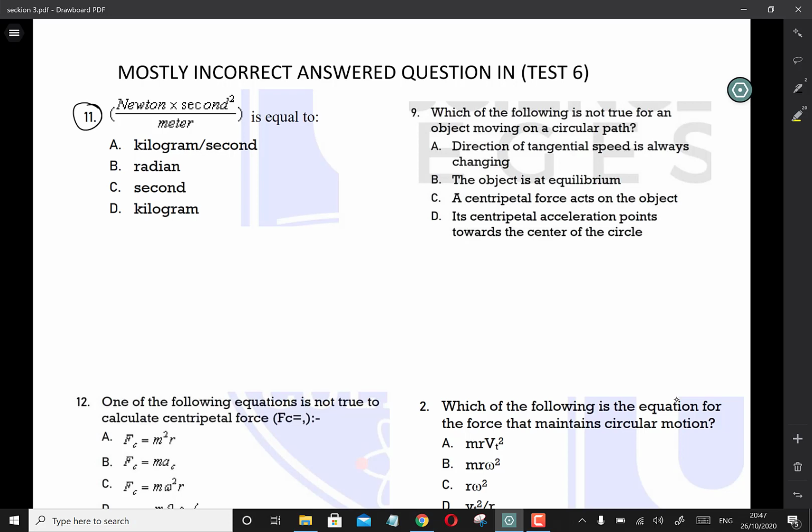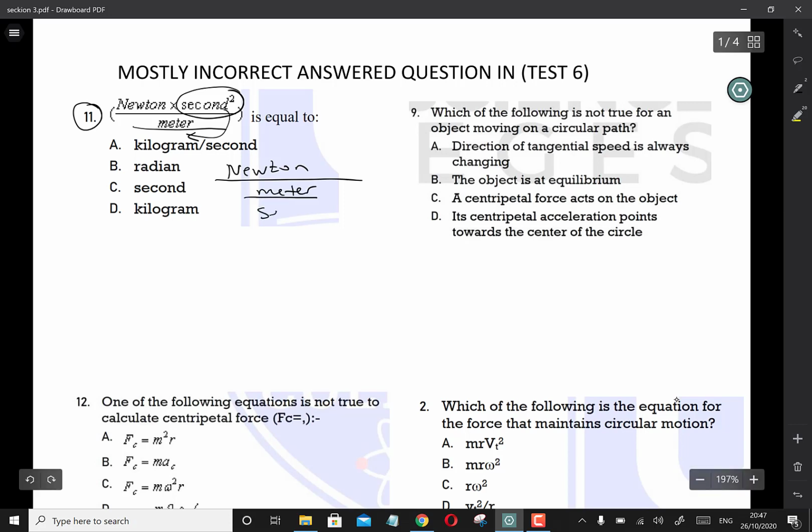We should make a small change in this unit. So Newton divided by, we are going to take this second square just below the meter, I mean right here. So it's going to be like this: Newton divided by meter divided by second squared.